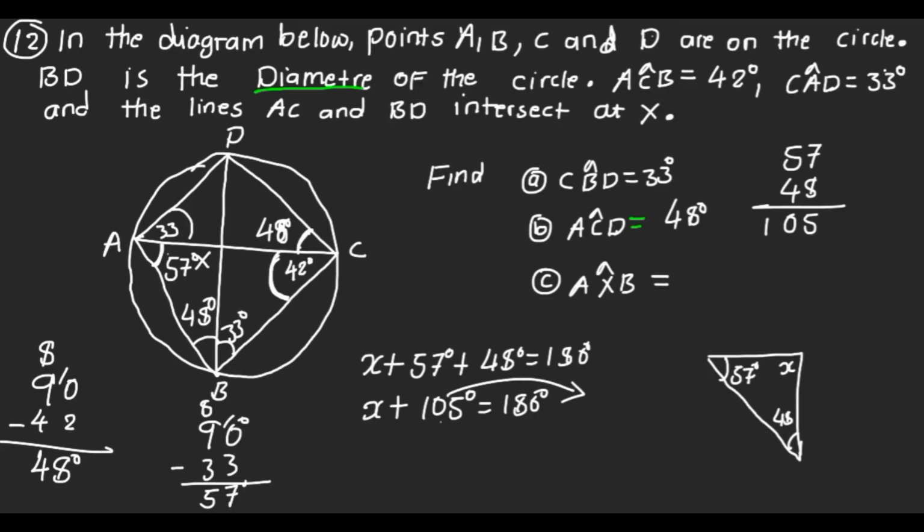Then we shift this number to this side. x is equal to 180 minus 105. Then our final answer, 180 minus 105, is 75. So this is our answer here.